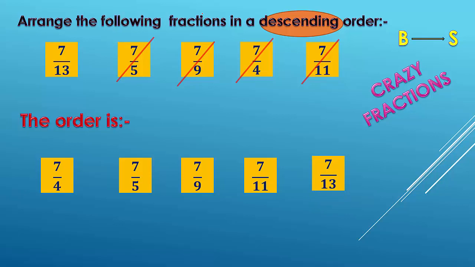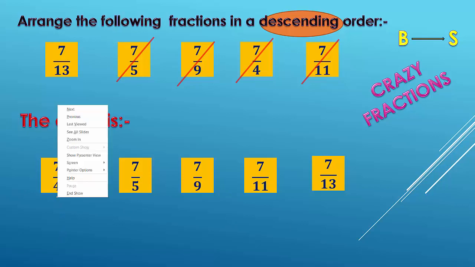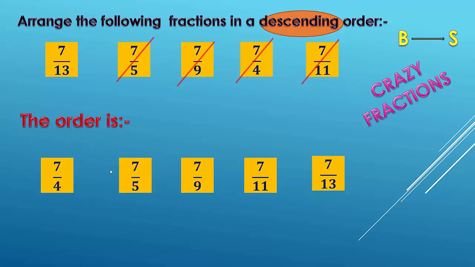Okay, crazy fractions, teacher, because I have the same numerator. Then you ask me, teacher, about the greatest fraction. So I will take the smallest denominator, my students. The smallest denominator will be the greater fraction. I will take 4, then I will cancel 4, then 5, then 9, then 11, then 13. Because it's a crazy fraction, the smallest denominator will be the greatest fraction.